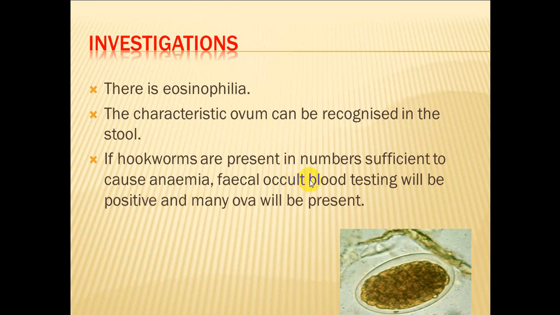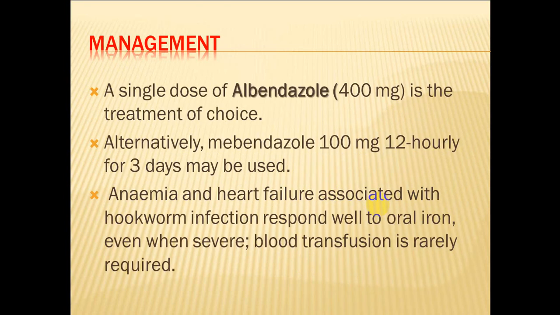If hookworms are present in numbers sufficient to cause anemia, the fecal occult blood test may be positive and many ova will be present. So fecal occult blood can be positive in a patient with Ancylostoma duodenale whenever they have a large worm infestation. A single dose of albendazole 400 mg is the treatment of choice.